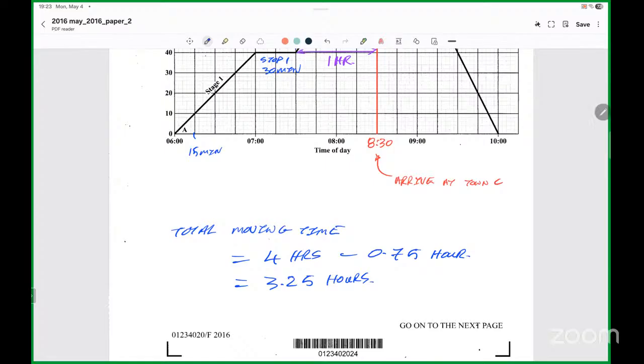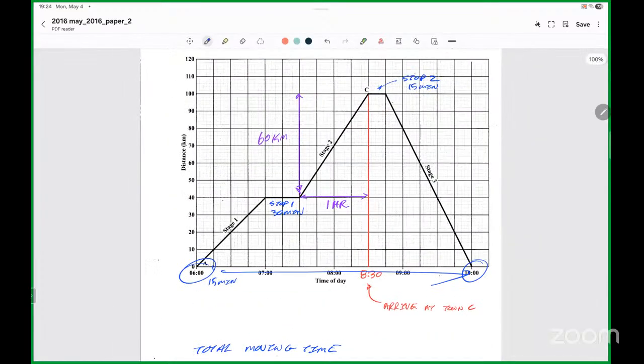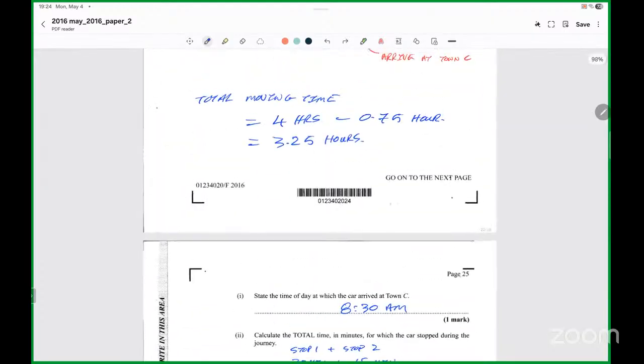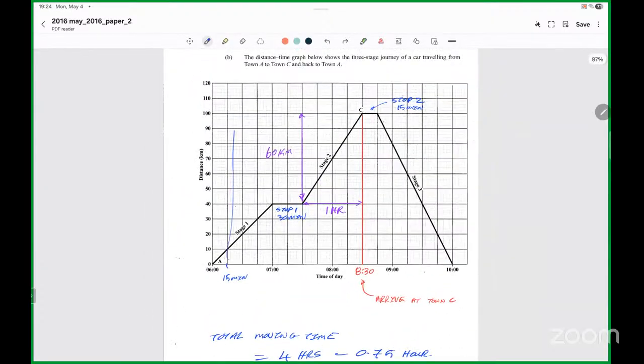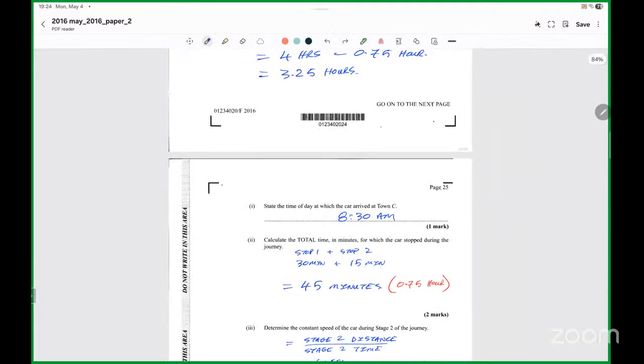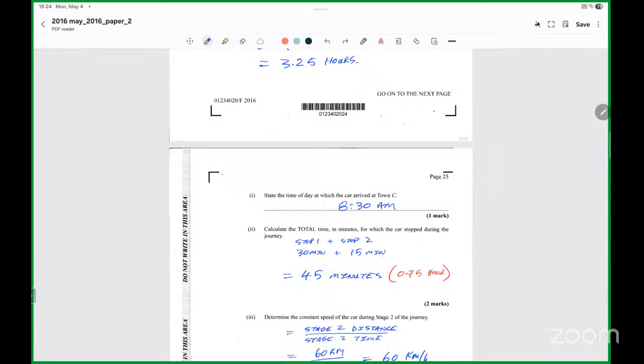See, the total time from 6 hours to 10 hours is 4 hours. Total time is 4 hours, but in that 4 hours, it stopped for 45 minutes. And I want the average speed when it was moving. That's what the question said: the average speed for when it was moving. So the total distance was 100 kilometers away and 100 kilometers back. So that's 200 kilometers divided by 3.25 hours.